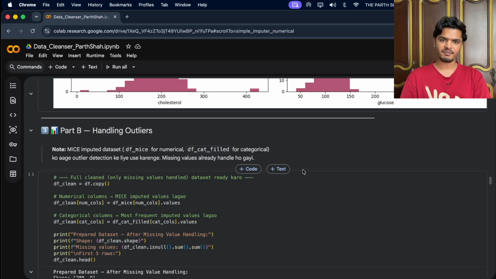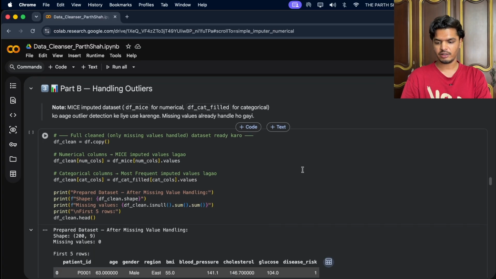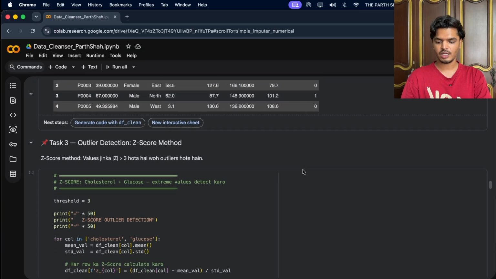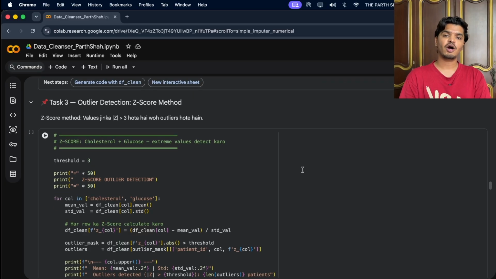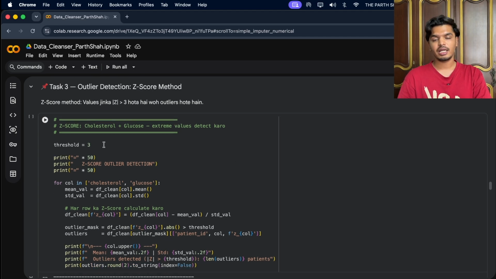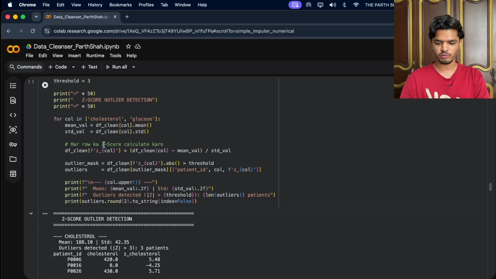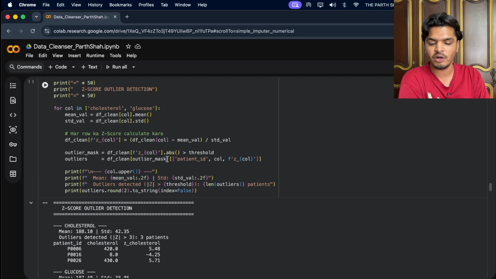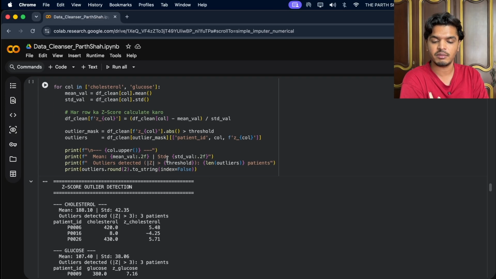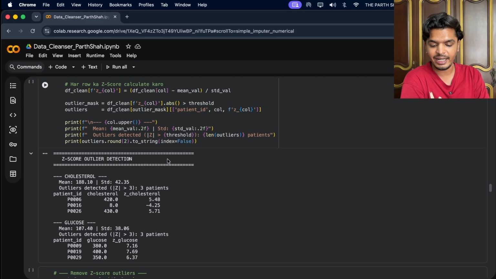I used 4 different methods, each on different columns. First, the z-score method. Z-score measures how many standard deviations a value is from the mean. I set the threshold equal to 3, which means any value having an absolute z-score greater than 3 is an outlier. This is the z-score formula applied to every row. A cholesterol of 420 gives a z of about 6, 6 standard deviations above average. That is clearly an extreme outlier.